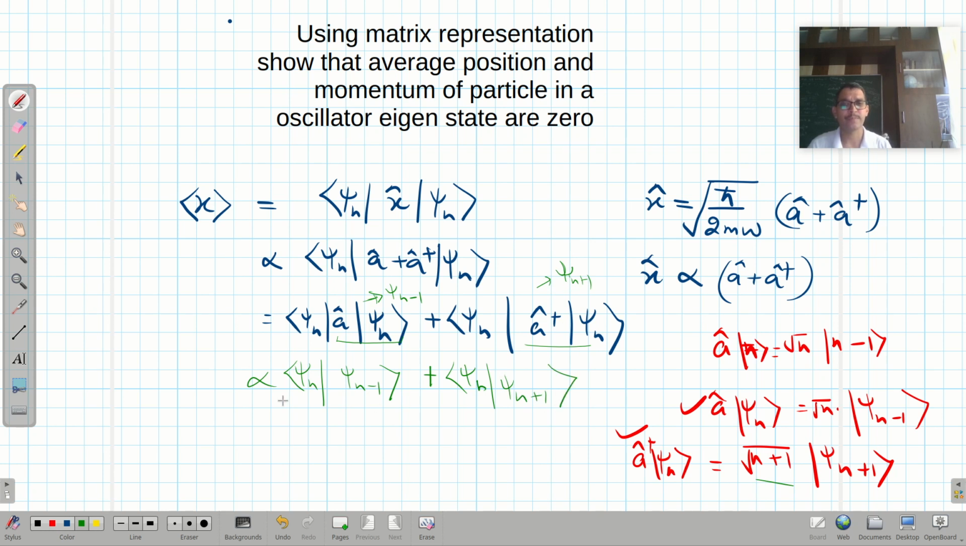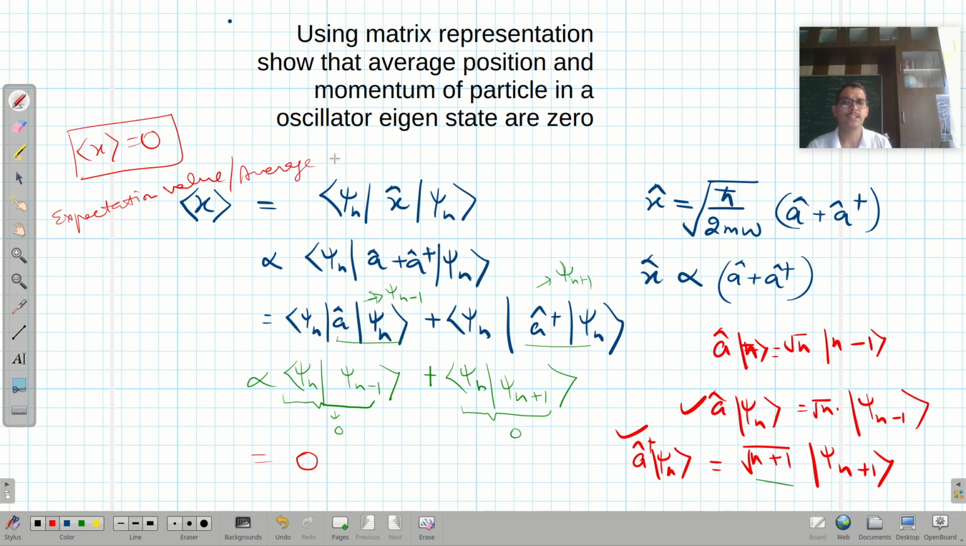This is the way. So if I use the orthogonality properties of the wave functions, they are separately equal to 0. So the result will be overall 0. So that means the expectation value of position will become 0. Expectation value means its average value. Expectation value or average value, both are the same.